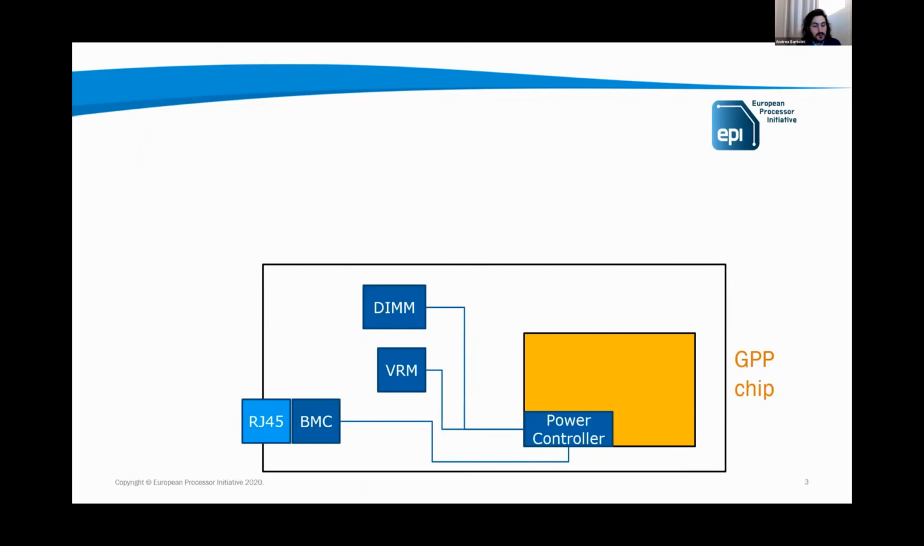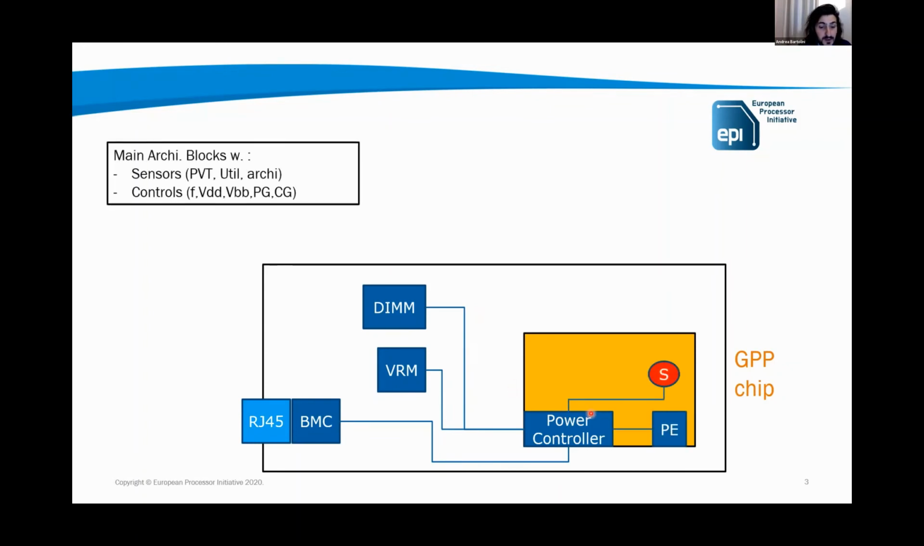So what is a power controller in the context of an HPC system? A power controller is a hardware unit that sits inside the processor and has to interact with many actors. Some are hardware actors, which are outside the processor but on the motherboard, and other actors are software and platform management actors. So the power controller talks on the motherboard side with off-chip components, and on-chip it talks with the processor elements.